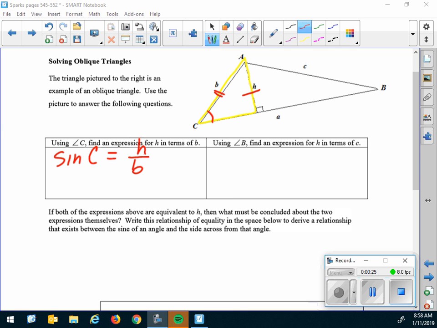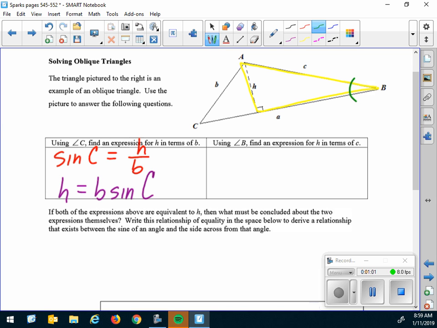Now, how do I get the H by itself? So I get H equals B sine C. Now, let's look at the second question. Using angle B, find an expression for H in terms of C. So I got to go to the other one because I need to have angle B in it.